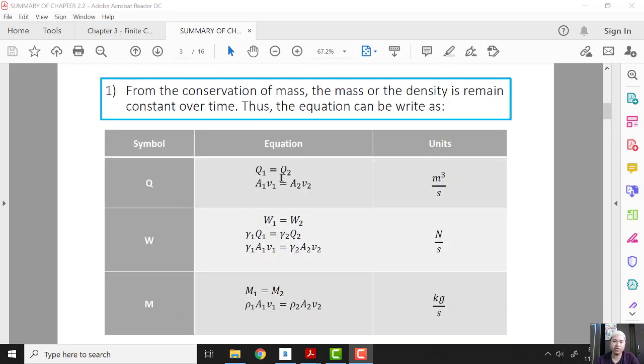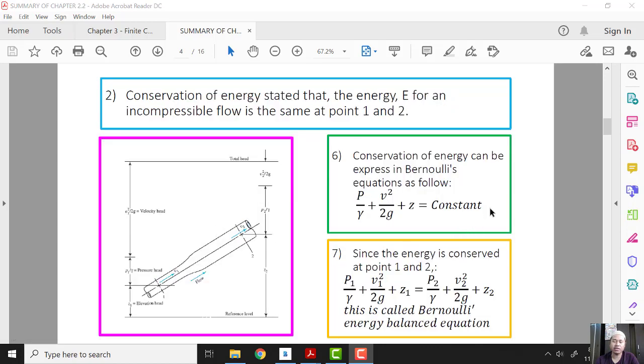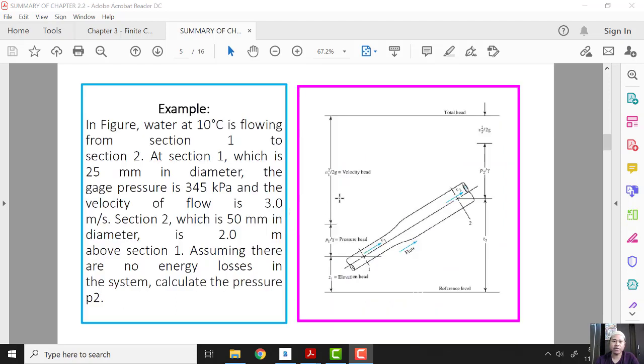So you have two equations in this chapter that have been introduced to you. The first is the continuity equation, involving three equations: volume flow rate, weight flow rate, and mass flow rate. The second is the energy equation, which is the Bernoulli equation. You will always encounter problems involving the Bernoulli equation and the continuity equation. So please remember both equations. Let's look at an example.